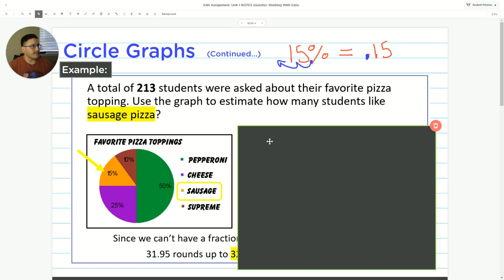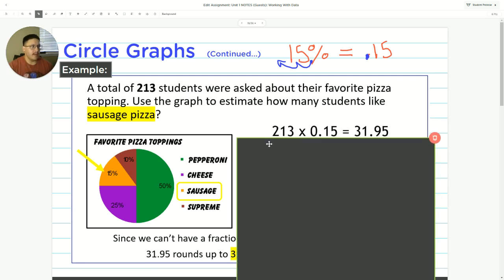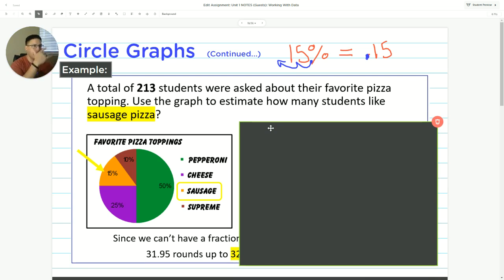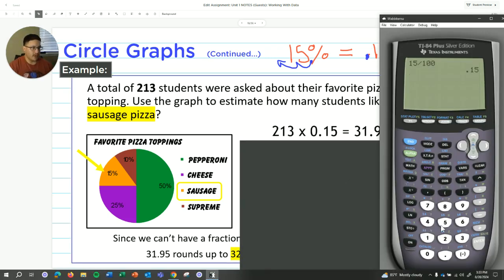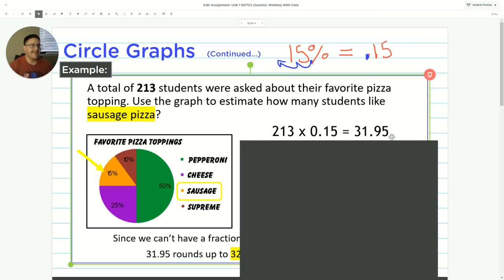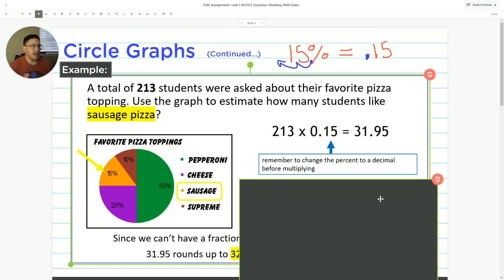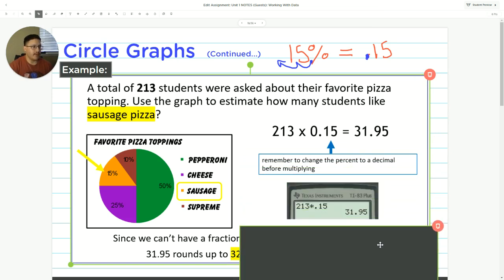Now, to get how many chose sausage, we're going to take the 0.15 and multiply it with our total amount of students that were surveyed in this word problem. So we're going to take 213 multiplied by 0.15. I'll show you all that in the calculator. Multiply this by 213. And we get about 31.95 for our answer. Okay, so there are the calculator steps.